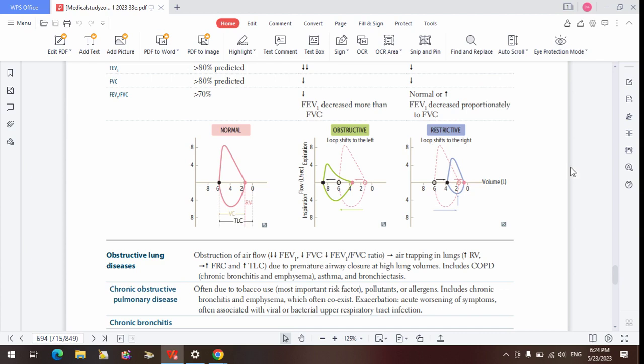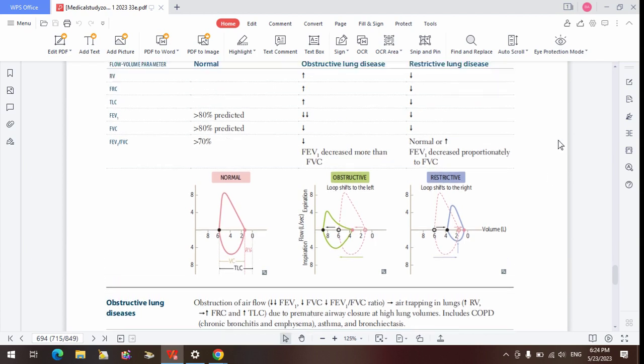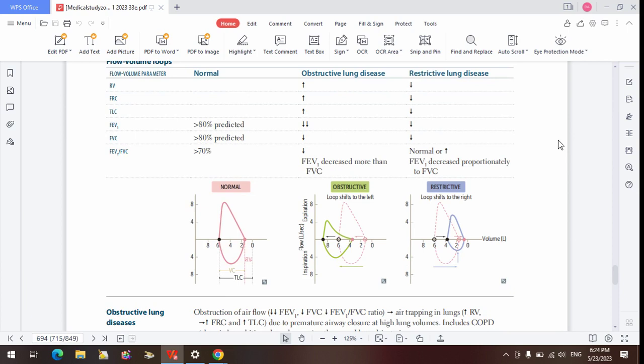That is it. Now let's look at the changes that happen in obstructive disease. What are the changes that happen? Now we've said it. Someone that has obstructive disease, the person has air trapping. So that means that the residual volume will what? What will happen to the residual volume? It will increase.